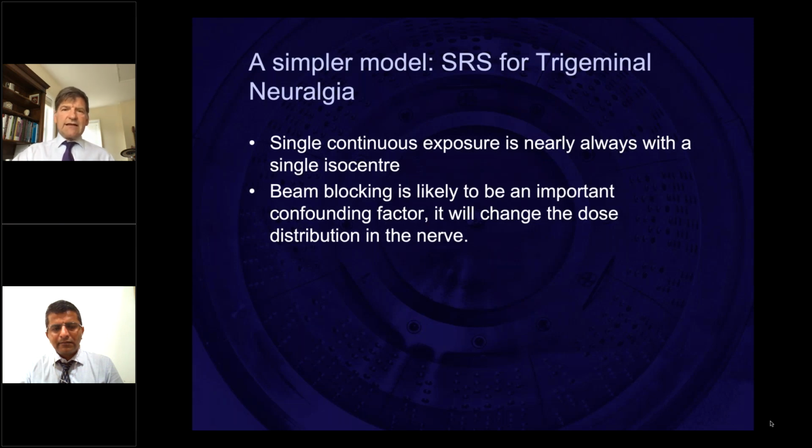So the first, let's just look at a simple model. Let's look at SRS for trigeminal neuralgia. I call this a simple model because with trigeminal neuralgia, for the gamma knife, we use a single isocenter. So we have a single continuous exposure, and so the BED equation becomes a lot more simple. Beam blocking is likely to be an important confounding factor because that changes the dose distribution in the nerve, and we get the phenomenon known as the Flickinger effect.